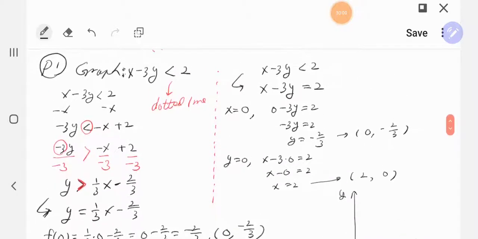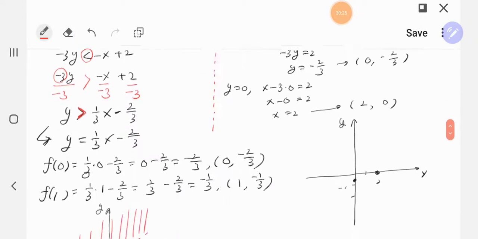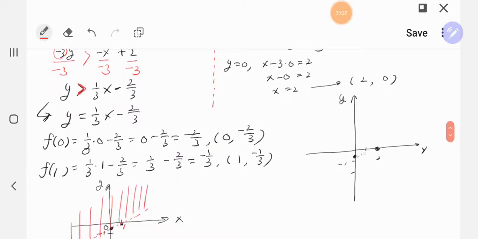Since this one has no equal sign, this is a dotted line, right? So I'm going to draw a dotted line connecting these 2 points. And then which one is it? The solution should be above or below. We don't know, so why don't we use this 0, 0 test?